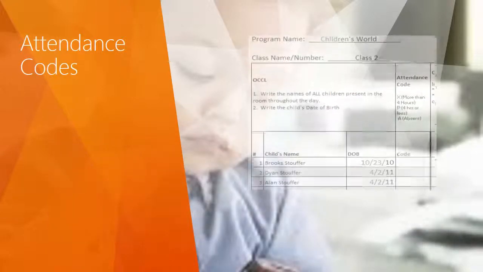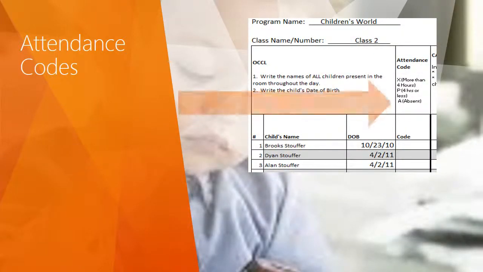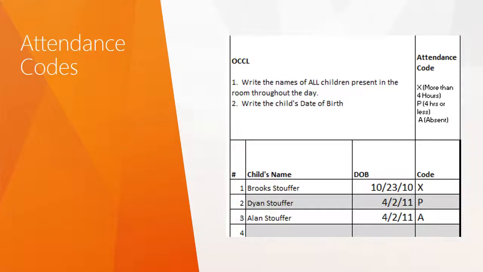For this section, you simply enter the code that reflects the child's attendance on the form. Let's go through an example. For a child who's in your program for more than 4 hours a day, you would place an X. For a child who's in your program less than 4 hours a day, you would place a P. And finally, if a child were to be absent, you would place an A in that box.